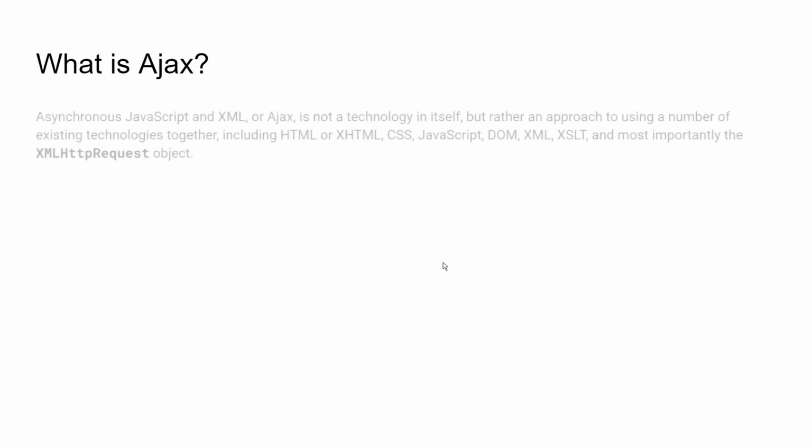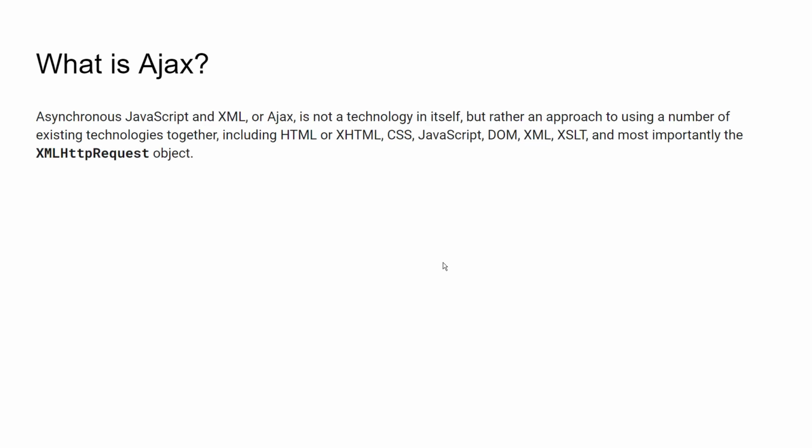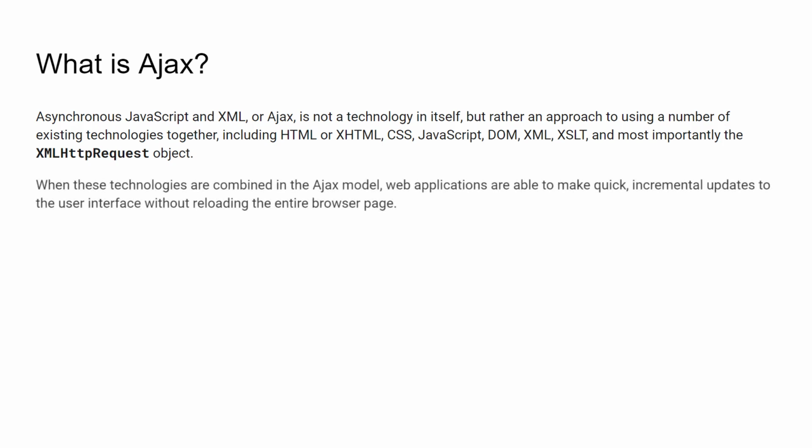But we need to know what is Ajax and what is API. Asynchronous JavaScript and XML, or Ajax, is not a technology in itself, but rather an approach to using a number of existing technologies together, including HTML or XHTML, CSS, JavaScript, DOM, and so on. And most importantly, the XMLHttpRequest object. We will use that practically to get the countries' results inside our page, right? I will give you an example of how you can use that.